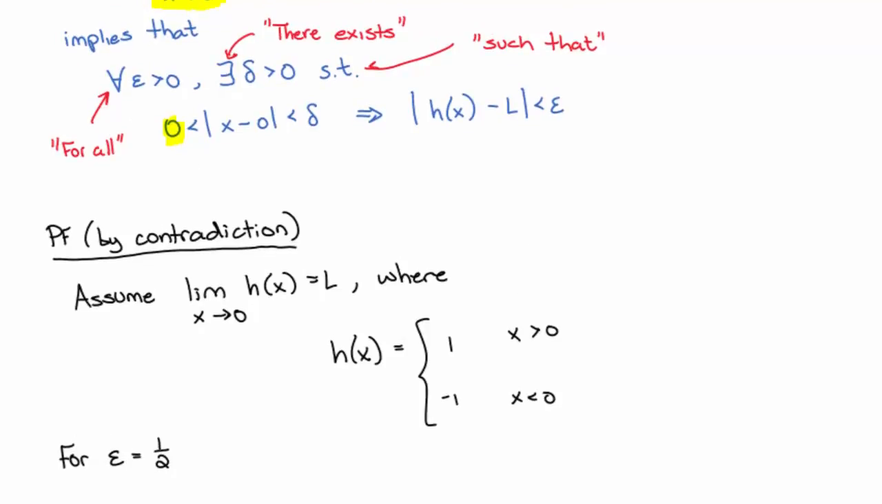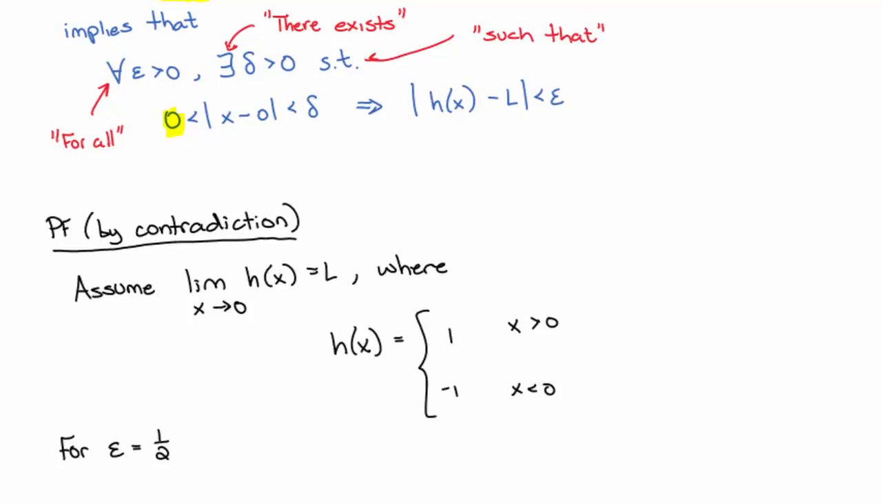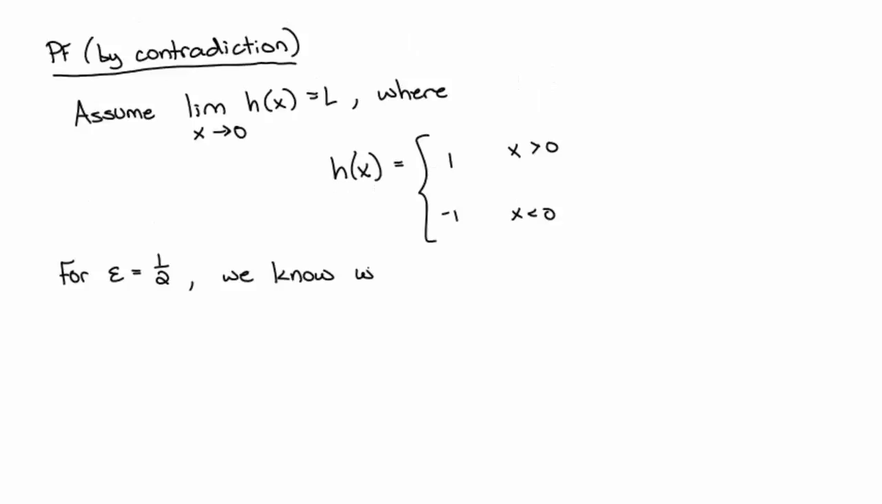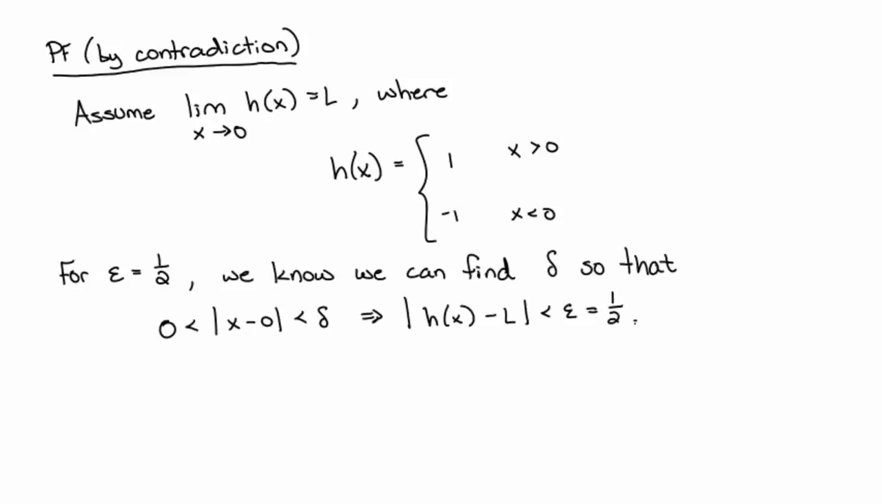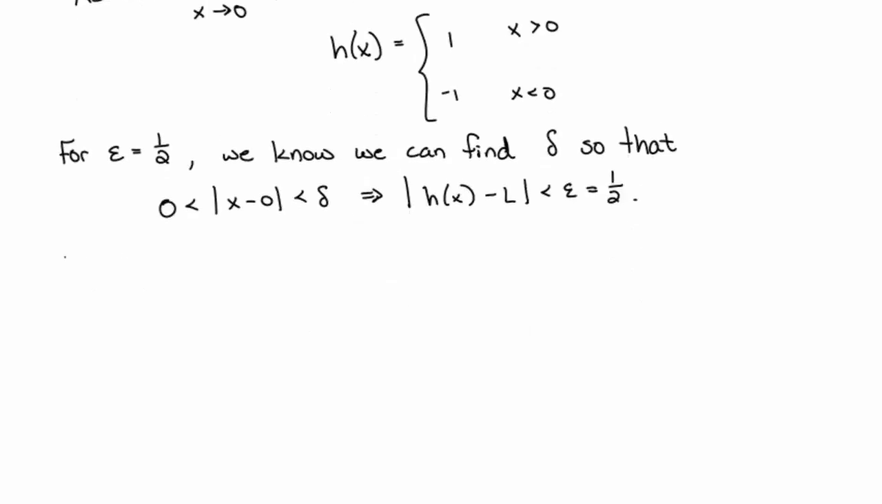There's a delta such that as long as the distance between x and 0 is less than delta, we know the distance between our function h and L is less than epsilon. Okay, great. So for epsilon equals 1/2, we know we can find a delta so that the distance between x and 0 being less than delta will imply the distance between our function and L is less than that epsilon, which is 1/2. Well, okay, great. Let's clean this up a little bit. This implies that the absolute value of x being less than delta will imply that the distance between h and L is less than 1/2. Really, I'm just cleaning it up very little here.